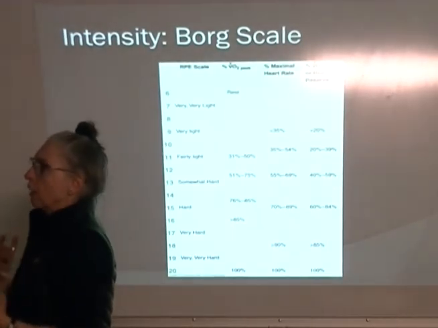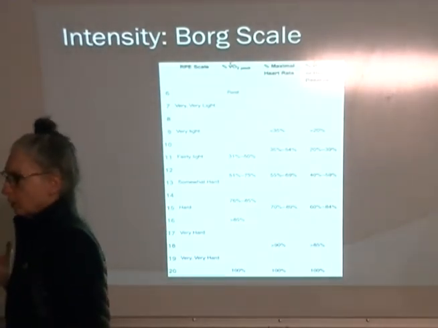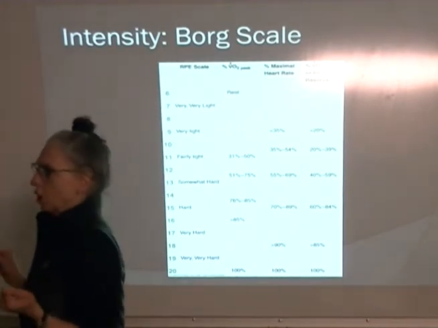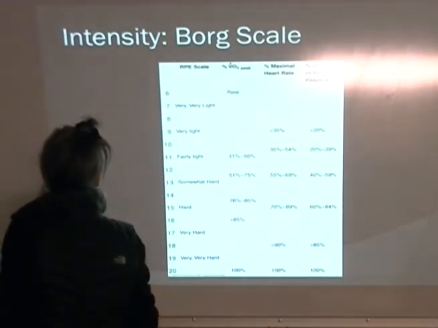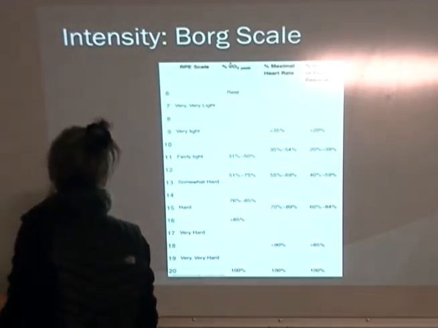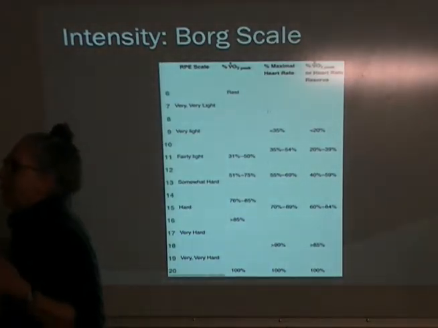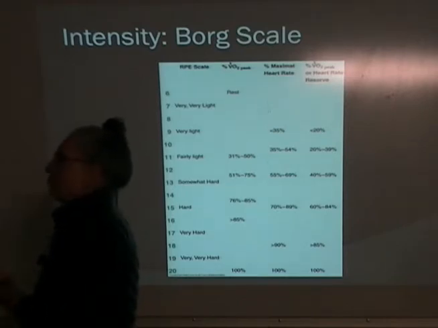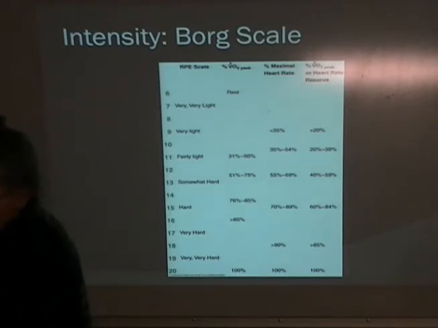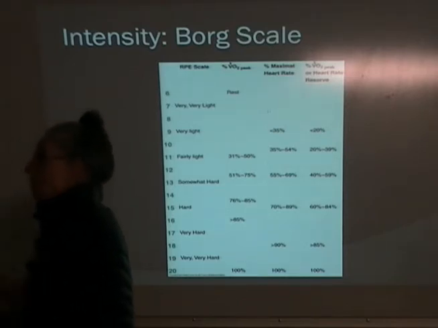And I wouldn't ever use a Borg scale because I'm pretty sure I would cheat, right? I would say, oh yeah, I must be working at 13 when I know really I'm working at 11, right? So I'm sticking with my heart rate because I can't cheat if I'm looking at my heart rate, right?